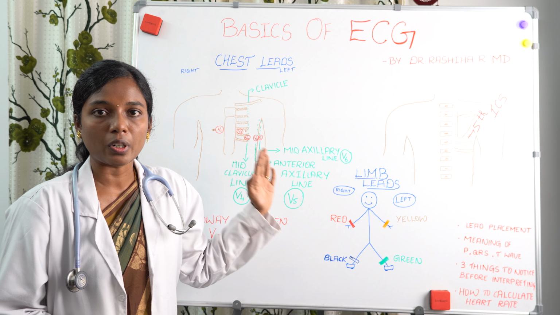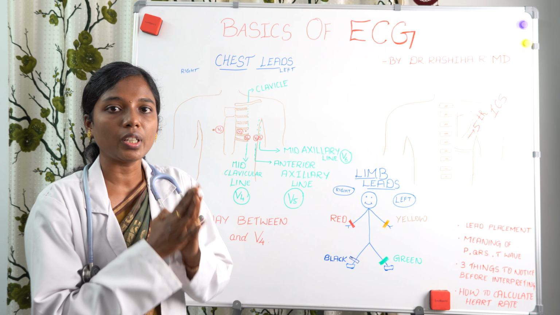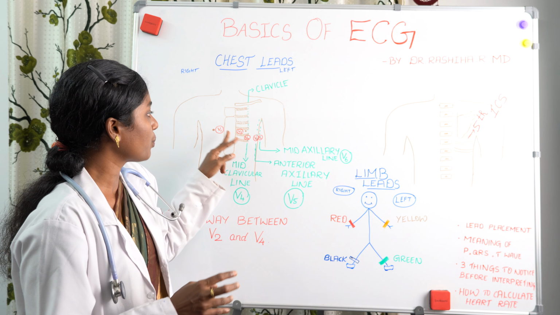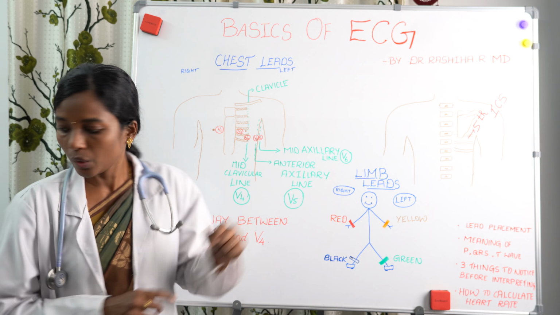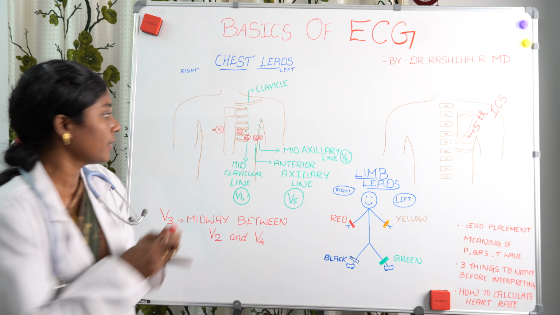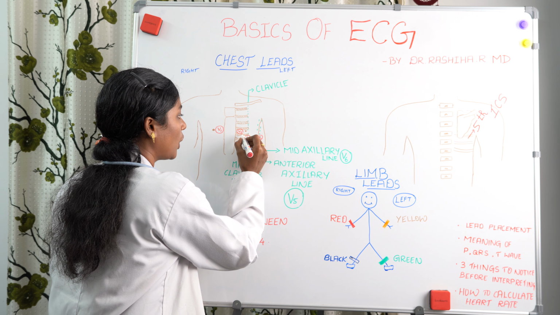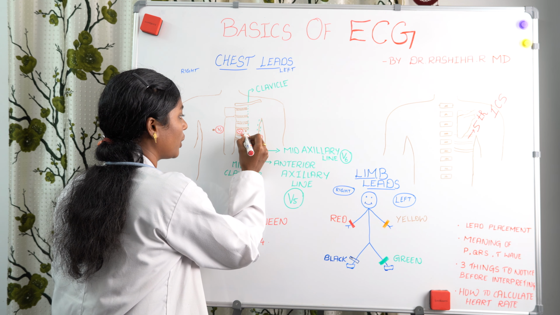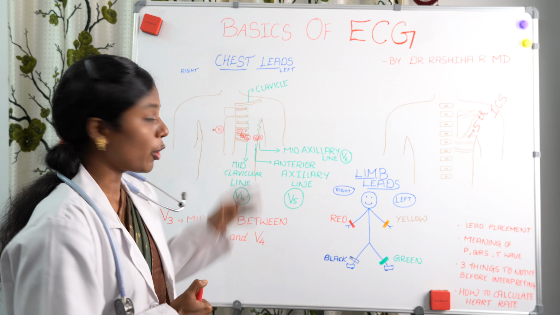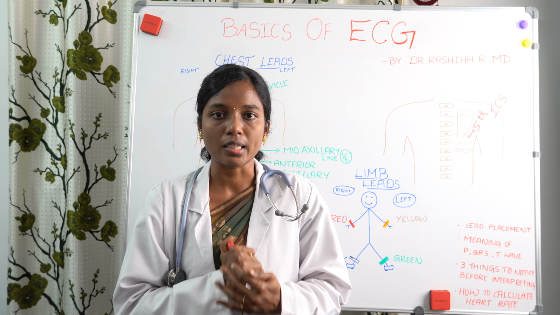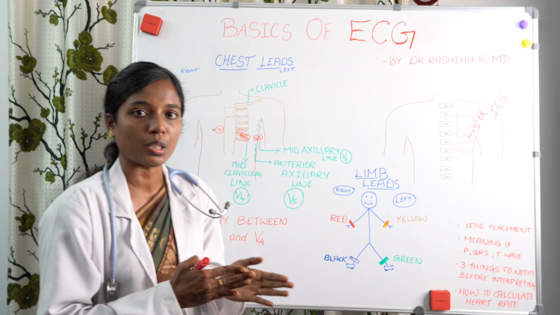Are you clear up till that? So where is the lead V3 placed? V3 is placed midway between the leads V2 and V4. So it is placed here in between the leads V2 and V4. We are going to place the lead V3. And this is about the limb lead and chest lead placement for left-sided ECG.